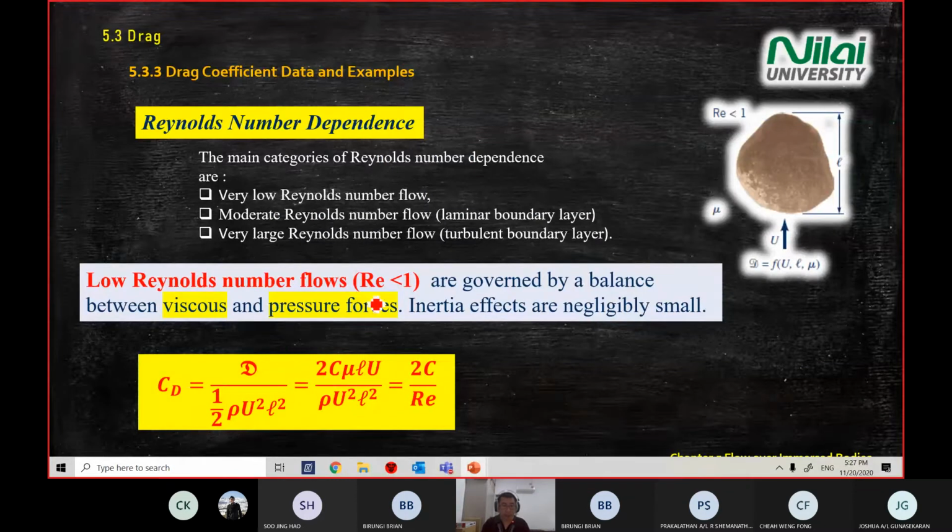Again, a Reynolds number less than 1 we categorize as a low Reynolds number in a textbook. And if you have a very low Reynolds number, to analyze the drag coefficient it is only the balance between two factors: one is the viscous effect, one is the pressure force. If the question asks you to analyze very low Reynolds number flow, the drag coefficient is only affected by two factors, viscous and pressure force. And you can ignore the inertial effect.